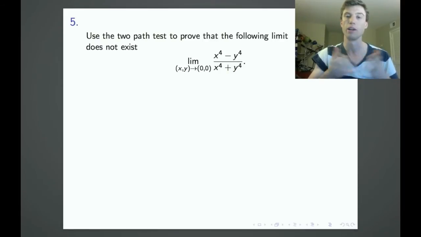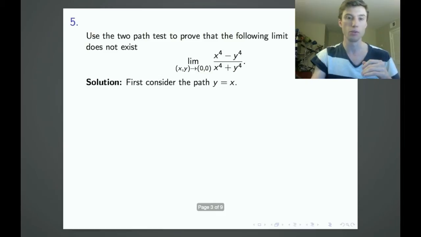So here we have a specific limit we're looking at. The limit as (x, y) goes to (0, 0) of (x to the fourth minus y to the fourth) divided by (x to the fourth plus y to the fourth). And we're asked to use the two-path test to show that the limit doesn't exist. Now, in this setting, it's possible to pick many different choices of paths. I've picked two. You could pick two different ones and come up with an equally valid answer.